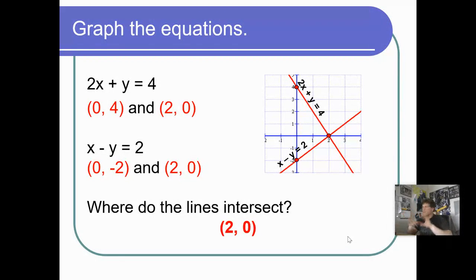Taking the equations, noticing what form they're in, if easy enough, graph in that form. If not easy enough, let's convert it to slope-intercept form and then graph away. This one was nice enough to graph in standard form, so we just found those intercepts, graphed, and saw they intersected at 2, 0, which is our solution.